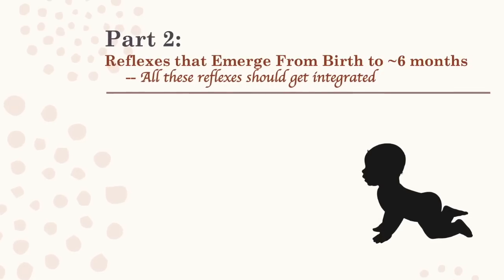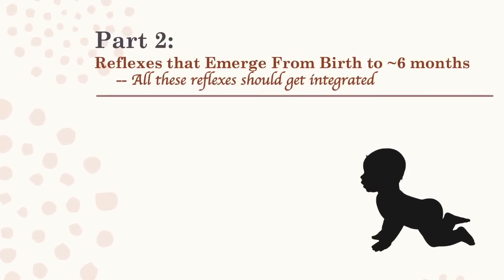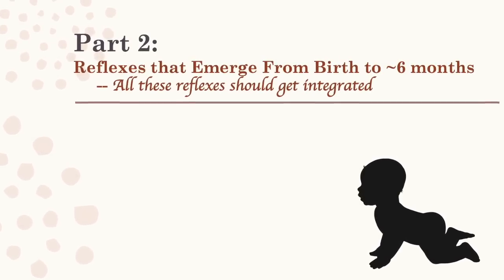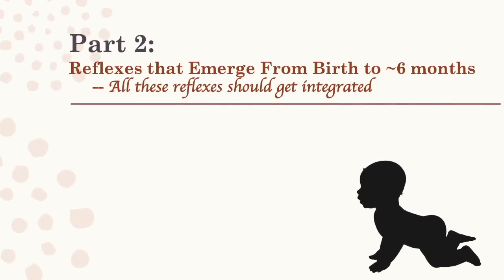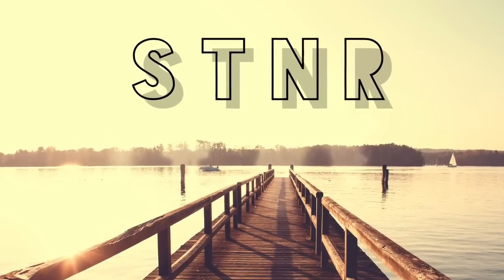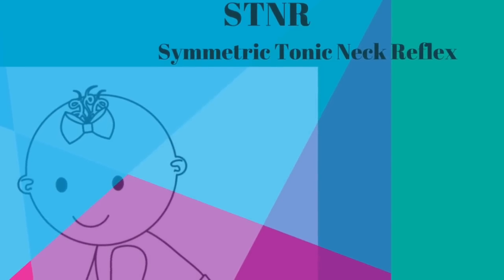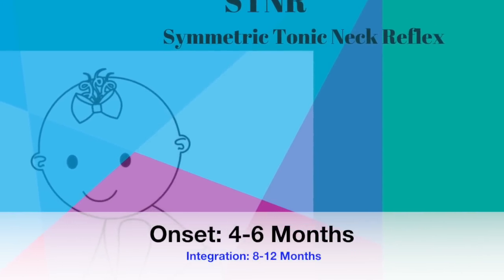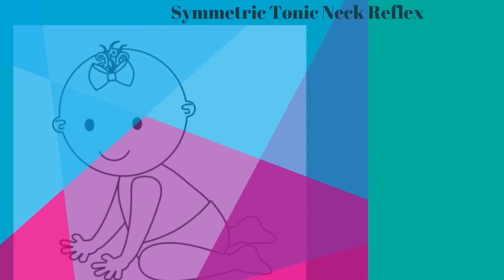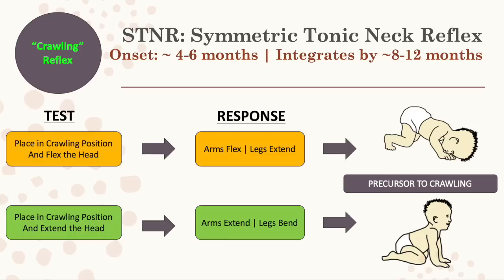And now we're going to talk about reflexes that emerge at birth or shortly thereafter, all of which should get integrated at some point. And first up, we have STNR, the symmetric tonic neck reflex. This one emerges around month 4 and should be integrated by around month 12. And similar to the tonic labyrinthine reflex, this one has two aspects. So for the first testing position, you'd place the infant in the crawling position and flex the head.